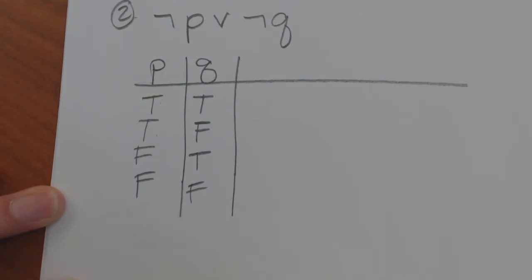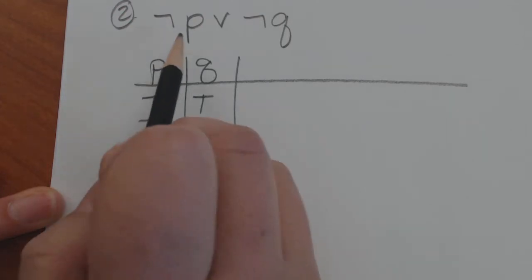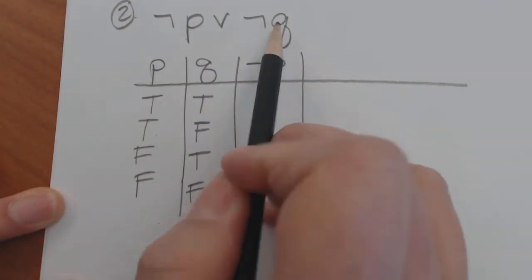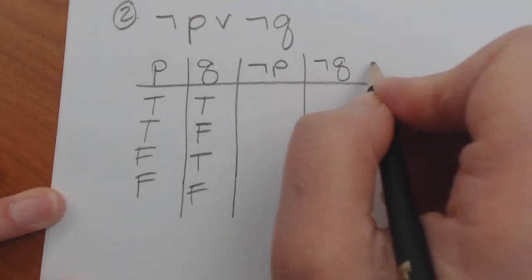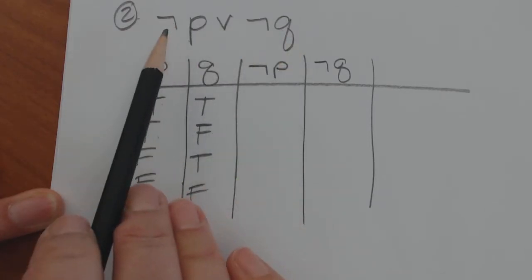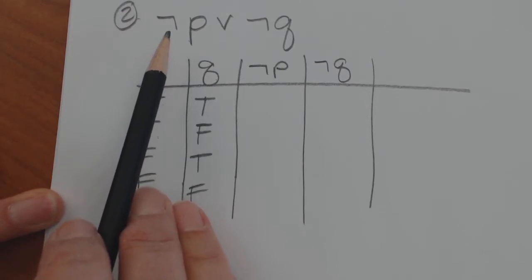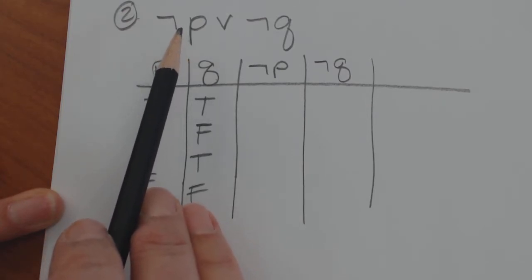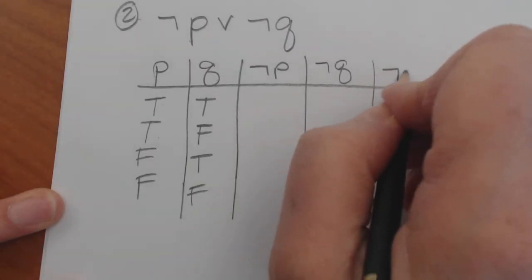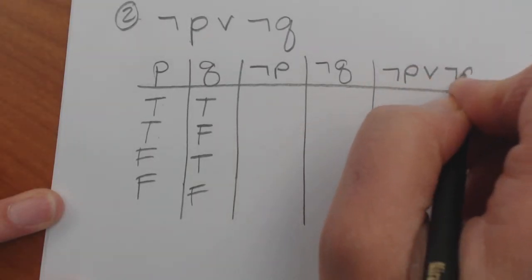Next, step 2 says insert not P, not Q, not R. Let's see what we have to insert. We do have a not P. We also have a not Q. So we're going to put that in. The third step says insert parentheses. Do we have any parentheses in this original statement? No, we do not, so we do not need that step. And the last step says last column should be original statement. This is the original statement. We're ready to write it, not P or not Q.